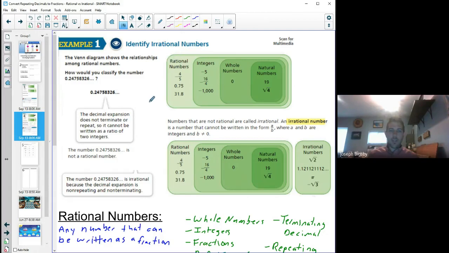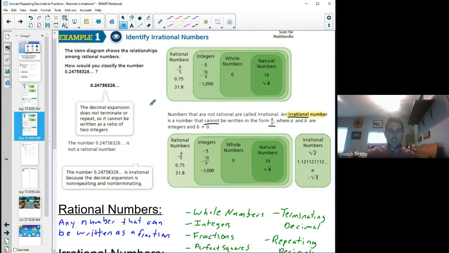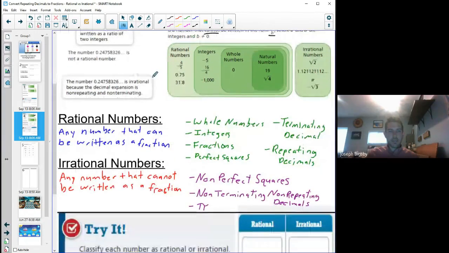Well, in eighth grade math, we're adding a new type of number called irrational numbers. Irrational numbers are any numbers that are not rational. Another way to think about irrational numbers are numbers that cannot be written as a fraction. You cannot write them in the form of a over b, which means a fraction. So that's the simplest definition. Let's look at those definitions and some examples.